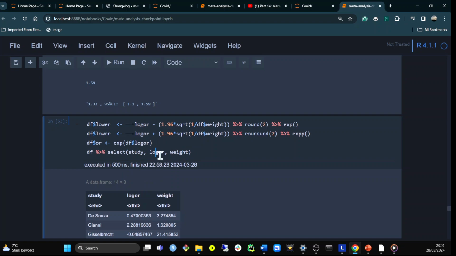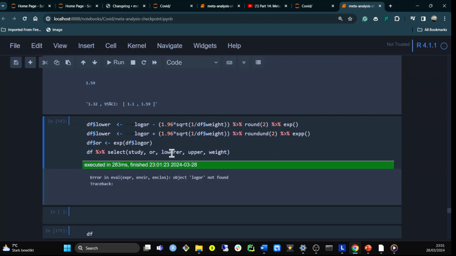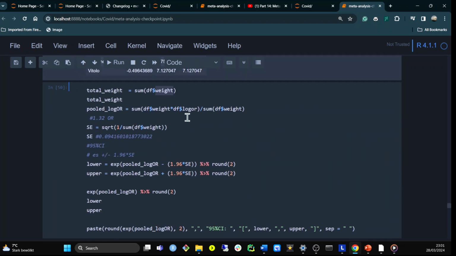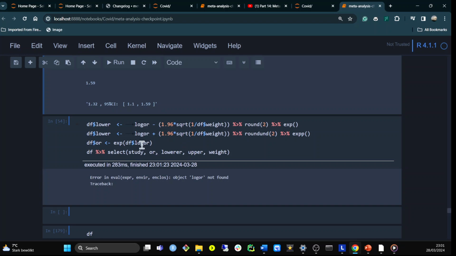So I simply turn this off, and then study, odds ratio, lower and upper, weight. Now we have everything. Log odds ratio doesn't exist. Of course it exists. What is it thinking? This is what we have, yeah? So log odds ratio. We should have that value, don't we?